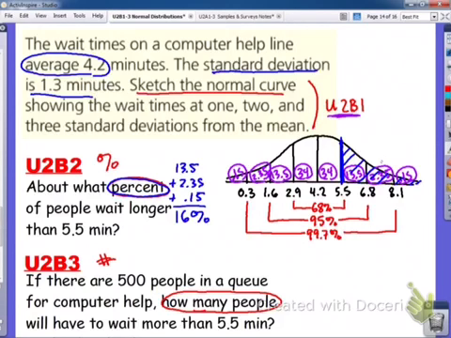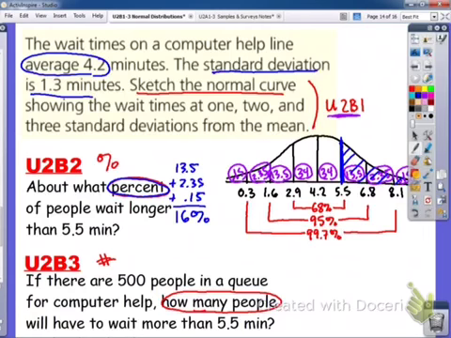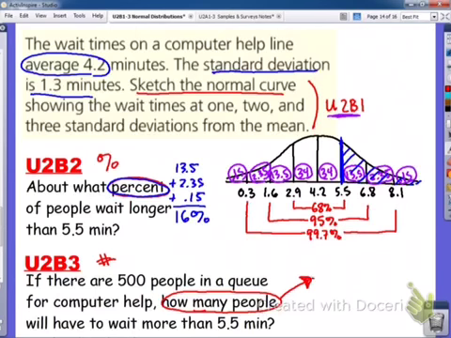The standard deviation is 1.3 minutes. So what percent wait longer than 5.5 minutes? 16%. Now, the next problem here. How many people actually wait longer than 5.5 minutes?